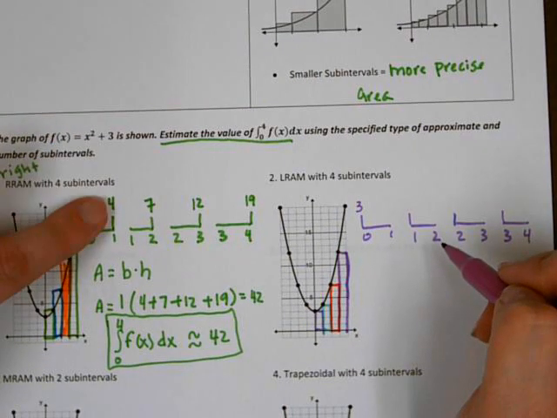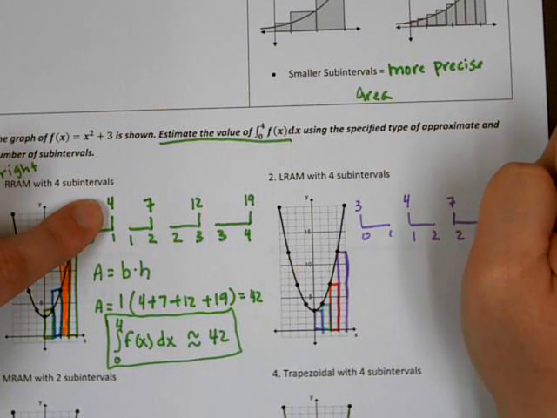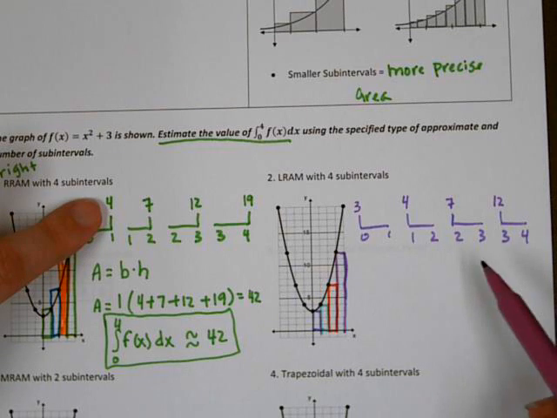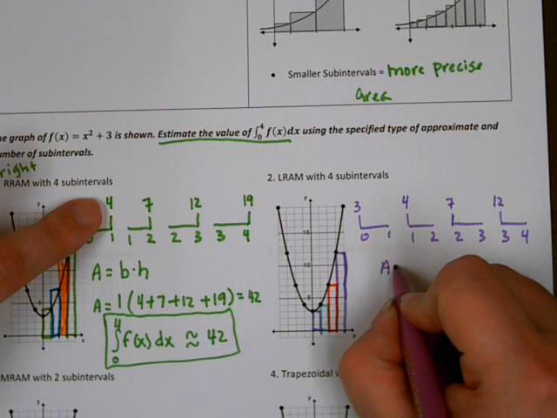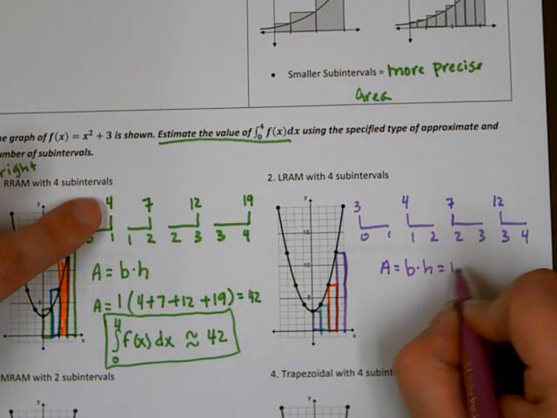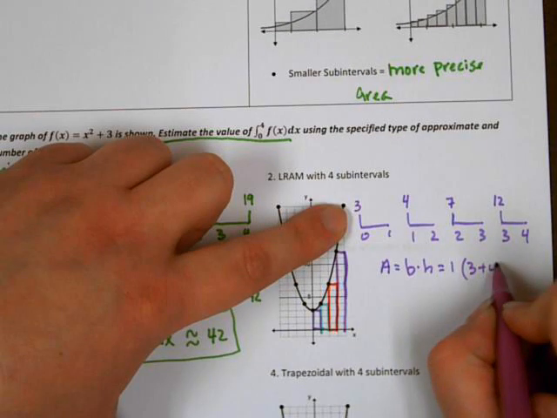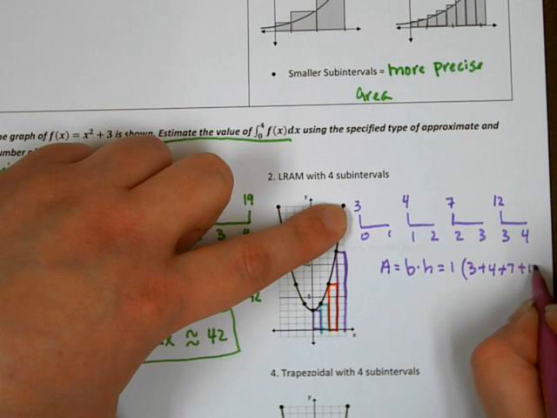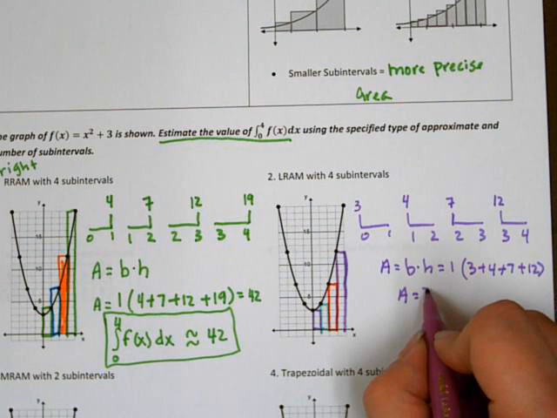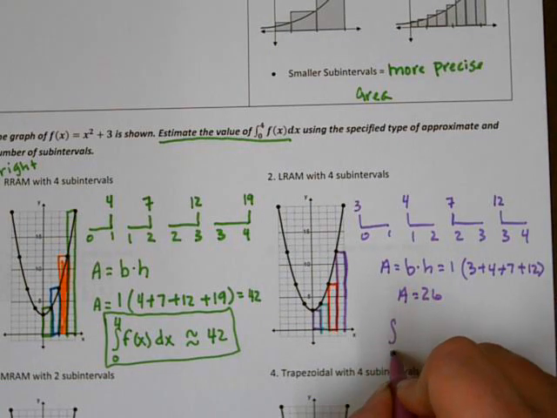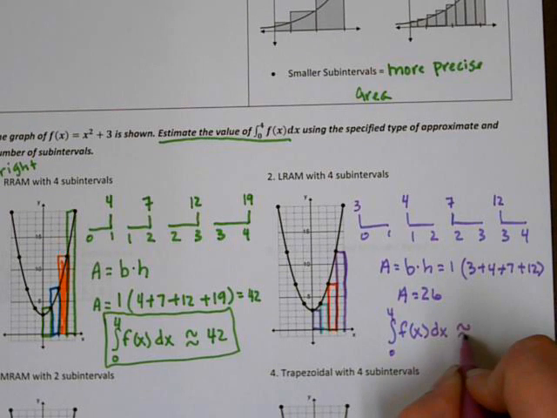And then at 1, I already know that it's 4, 2 was 7, and 3 was 12. Again, all of these subintervals have a width of 1, so all these rectangles have a width of 1, or a base of 1. So base times height, so we're going to get 1 times the sum of all the heights, so 3 plus 4 plus 7 plus 12. So we get that the area is equal to, let's see, 26. So the integral from 0 to 4 of f of x dx is approximately 26.